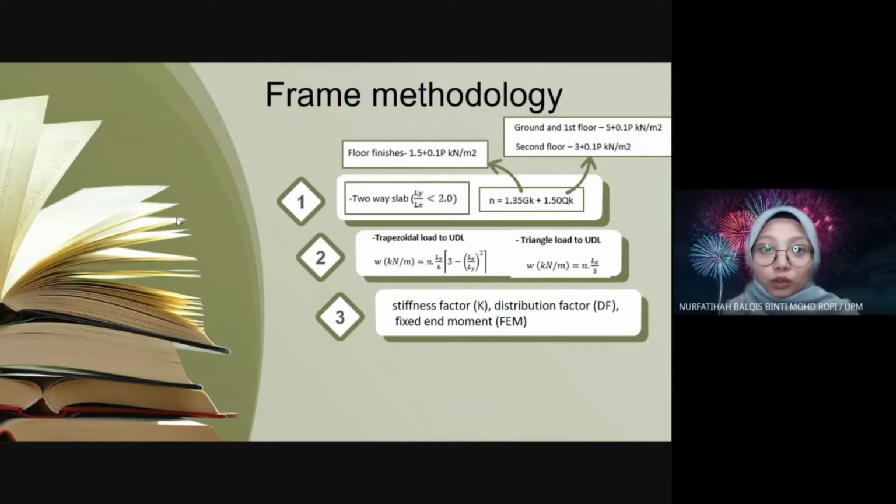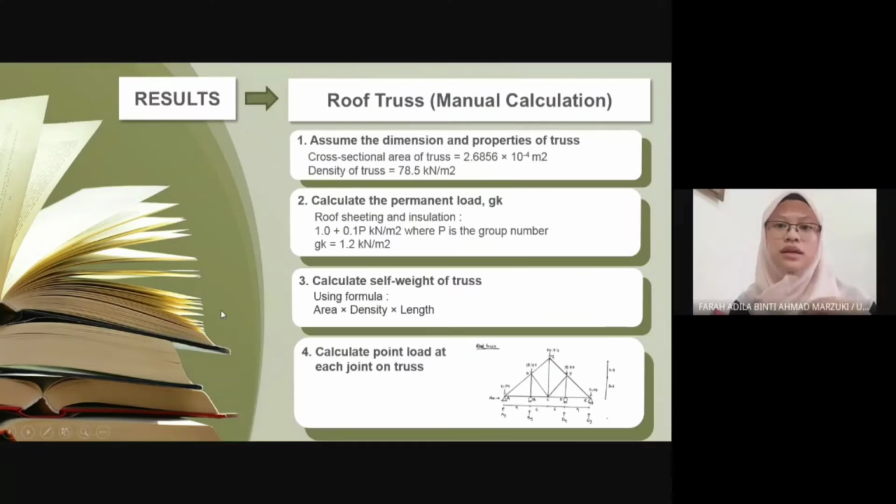Okay, now we go to the frame methodology. As you can see, we need to first determine the type of our slab, either 1-way or 2-way, and then we calculate the UDL of our structure. In our case, we have determined it as 2-way slab using the formula stated, and then calculate the N equal to 1.35 GK plus 1.5 QK, and GK will also include the slab self-weight. After that, calculate the UDL, which is also added with the beam self-weight. After that, the last step is to calculate the K, DF, and FEM using the formula that we have used before in the class.